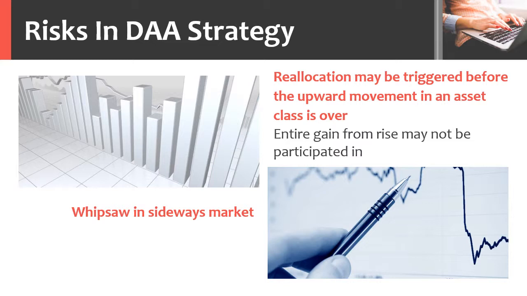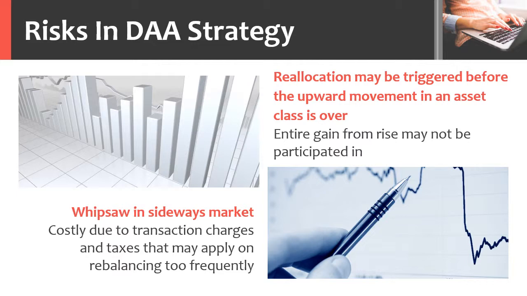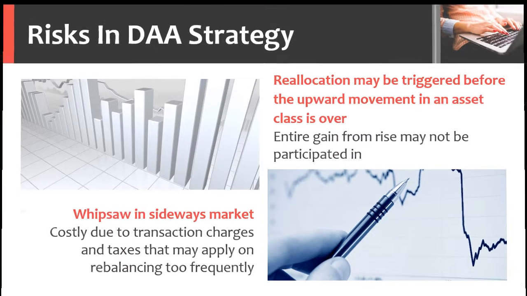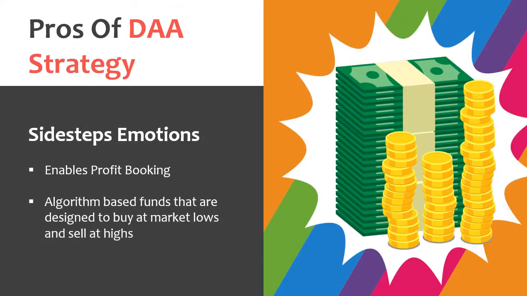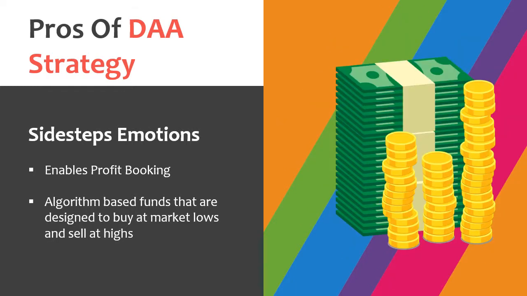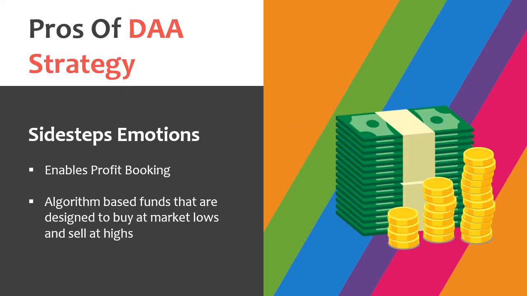Investors exit and re-enter positions at almost the same prices when the movement in prices is not too significant, but a trigger has been set off. Such rebalancing can be costly due to transaction charges and taxes that may apply on rebalancing too frequently. As markets move up and valuations rise, their percentage allocation to stocks is systematically reduced, and vice versa, without any emotions.